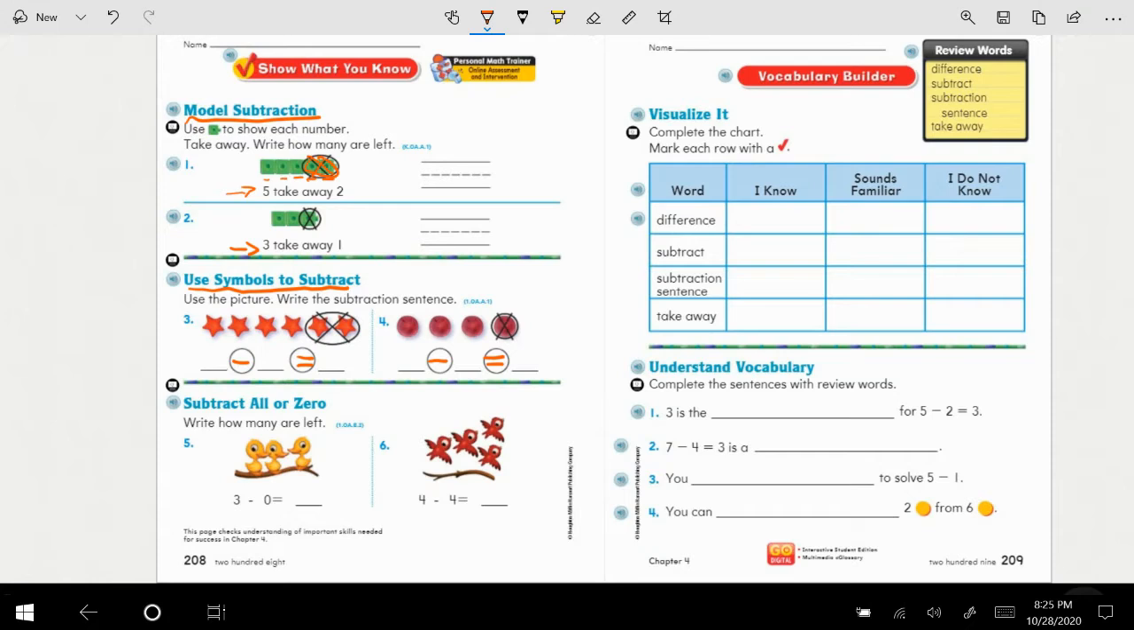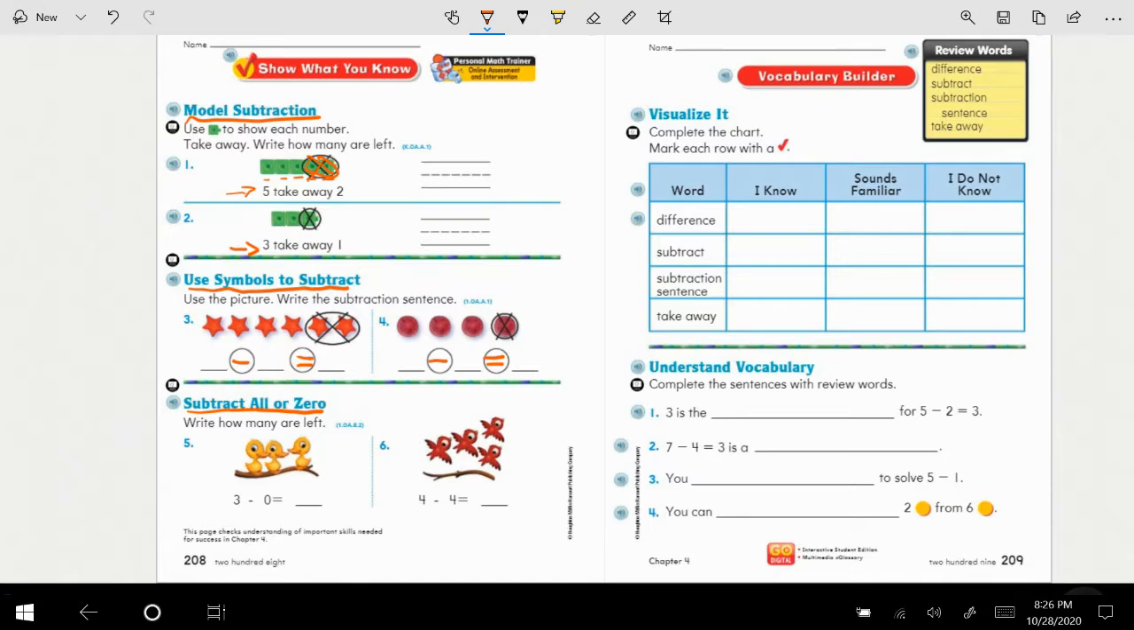Okay. And number 5 and 6 are under the heading subtract all or 0. The directions say write how many are left. Now the heading is giving you a clue, subtract all or 0. What happens to a number when we subtract all of it? What happens to a number when we subtract 0 from it? Okay, so number 5 has 3 minus 0. Write the difference. Number 6 has 4 minus 4. Write the difference there.